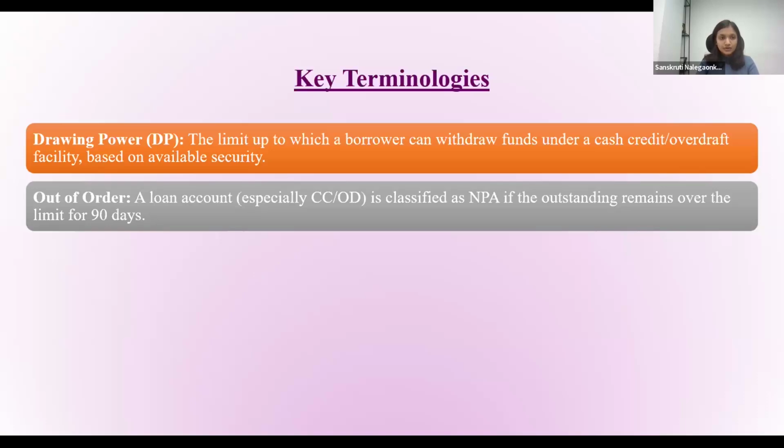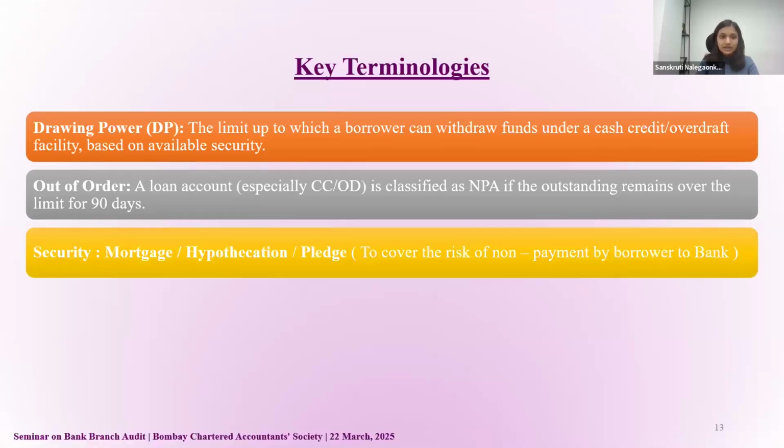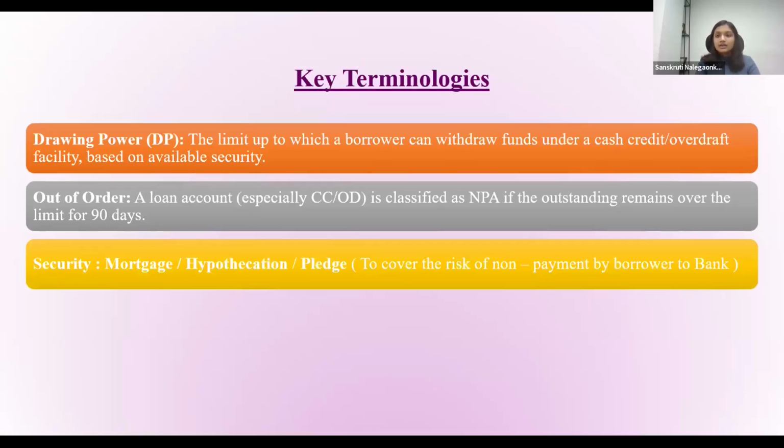Our next key terminology is security. You all know that security refers to an asset that a borrower provides to the lender as a guarantee for a loan. It helps the lender recover the dues in case of default, and it includes mortgage, hypothecation, and pledge. Let's look at the first, mortgage.